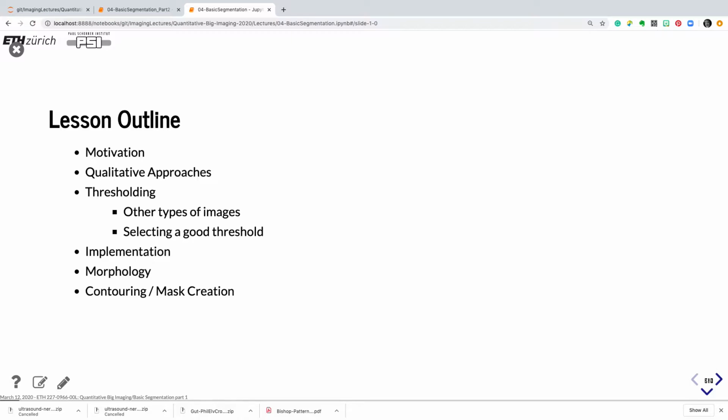Then basic thresholding, how to use it on different types of images. The question about how to select a good threshold is kind of a lingering question in this lecture. More will come next week, and then a little bit about how to implement it and morphological operations, which are good to clean up.